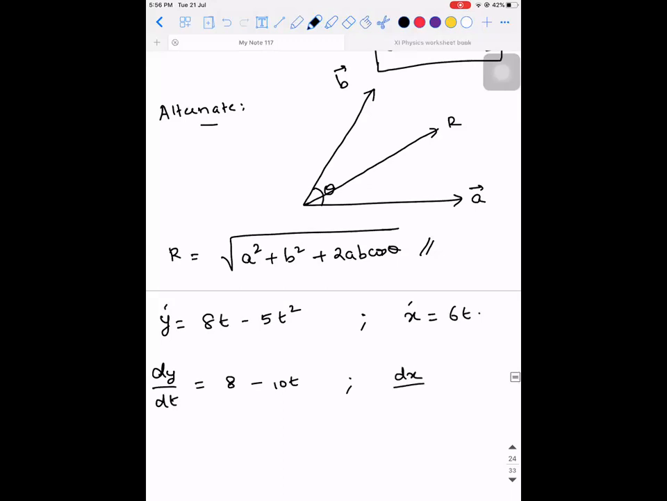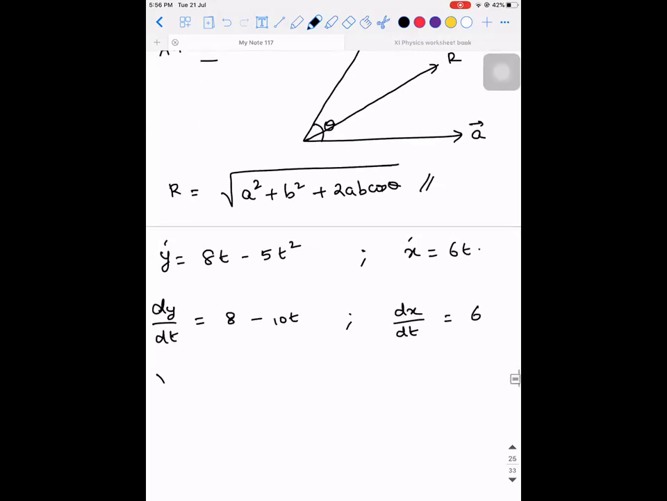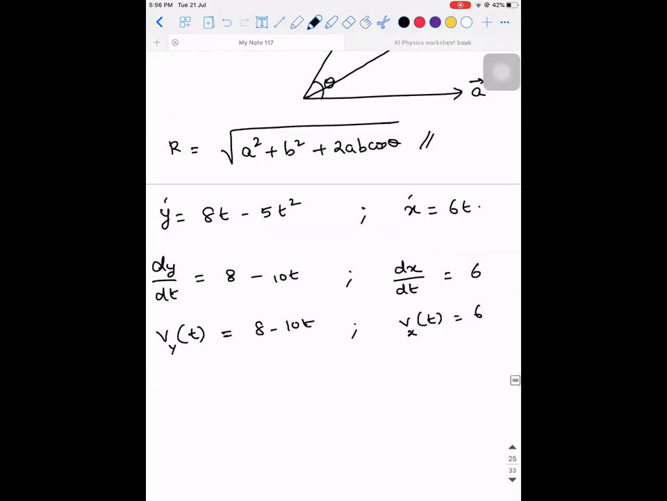Similarly, what is dx by dt equal to? 0. Now, if you observe, velocity is also a function of time. This is 8 minus 10t. Here the velocity is a function of time, that is 0. But the only difference is here it is the velocity in x direction, and here it is the velocity in y direction. So where have they asked the velocity? Velocity at the initial point. So at the initial point, what is the value of t?